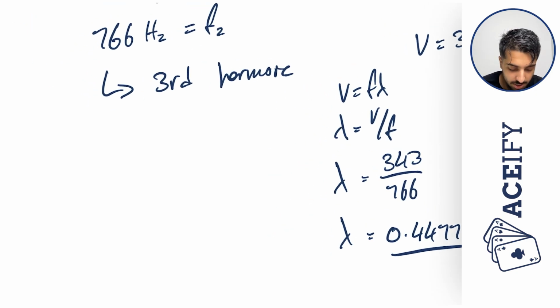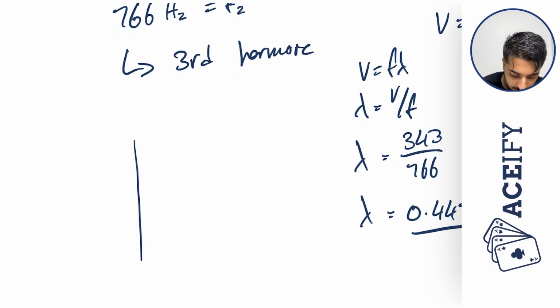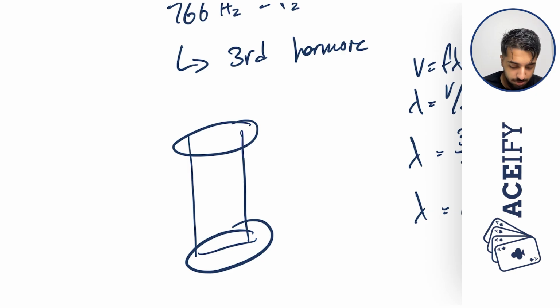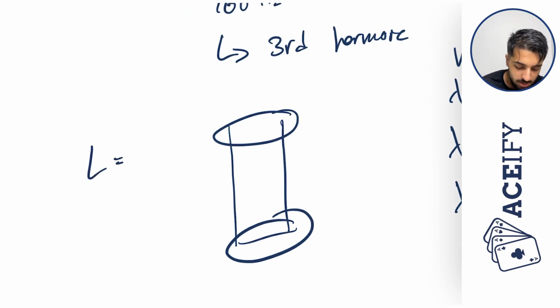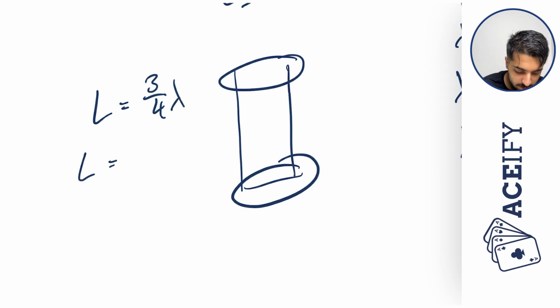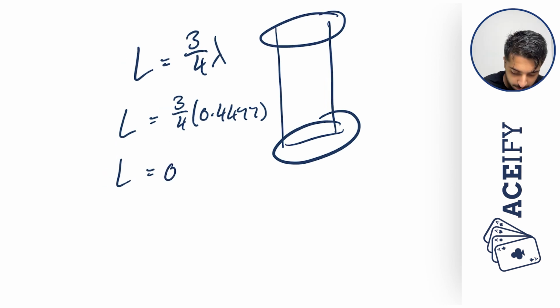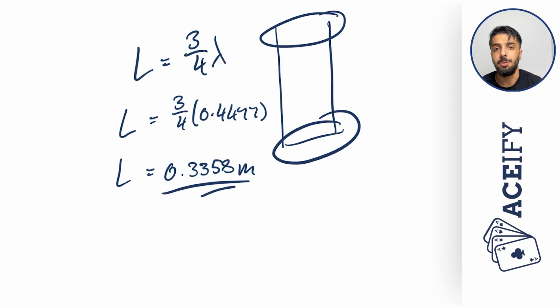Now, because we know this is the third harmonic and we have a pipe with a closed end and an open end, we know that the third harmonic is going to be 3/4 λ. And now plugging in our numbers, 3/4 times 0.4477 is equal to our length, and this gives a length of 0.3358 meters. There we go.